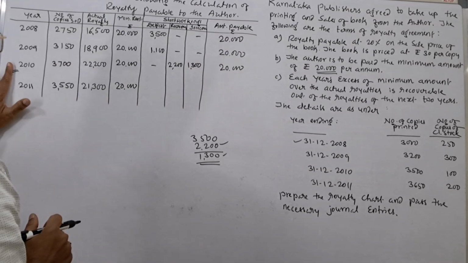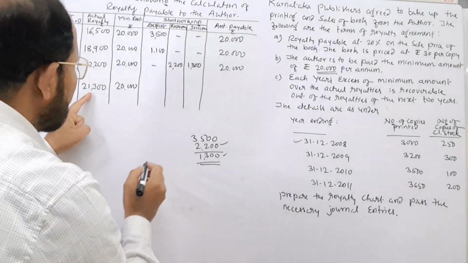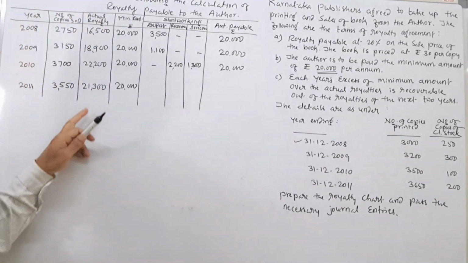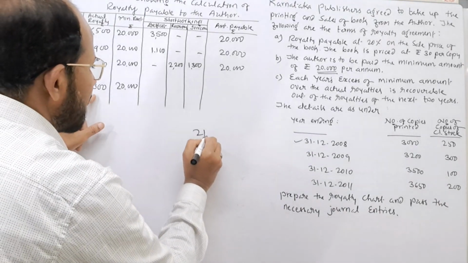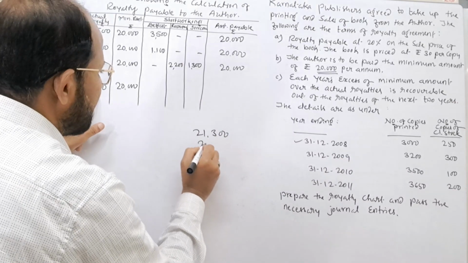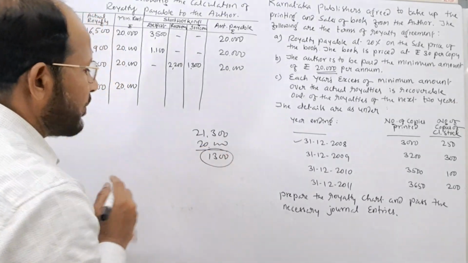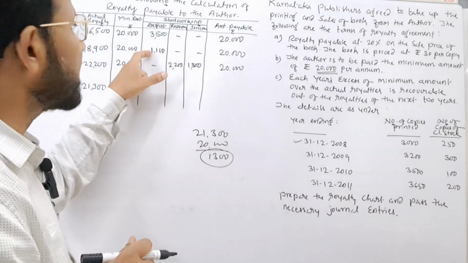Next, in the year 2011, again 1,300 is the excess royalty. See how much excess royalty is there? Minimum actual royalty is 21,300, minimum rent is 20,000, so 1,300 is the excess royalty. This excess royalty can be applied to recover the short workings of the second year.